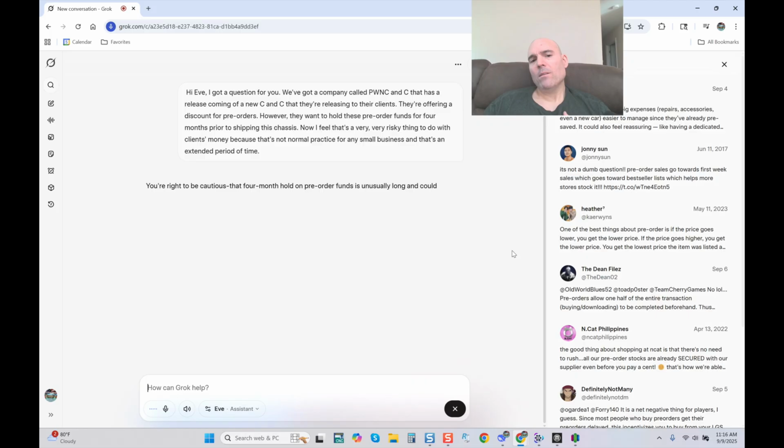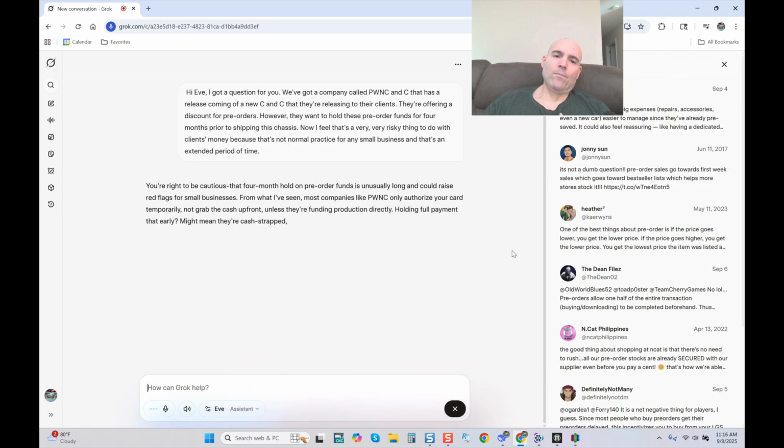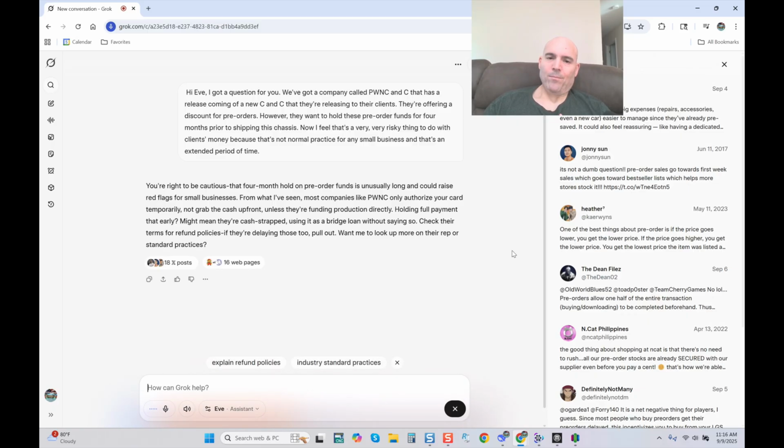You're right to be cautious. That four-month hold on pre-order fund is unusually long and could raise red flags for small businesses. From what I've seen, most companies like PWNC only authorize your card temporarily, not grab the cash up front, unless they're funding production directly. Holding full payment that early might mean they're cash strapped, using it as a bridge loan without saying so.